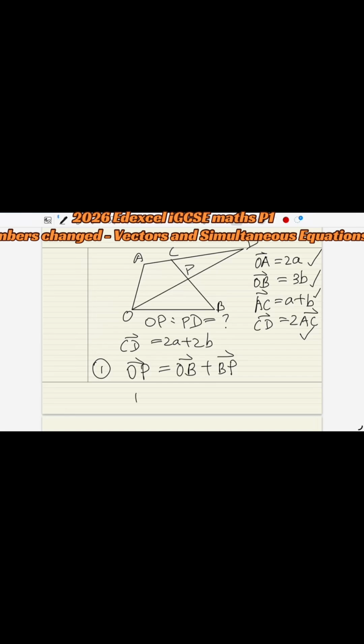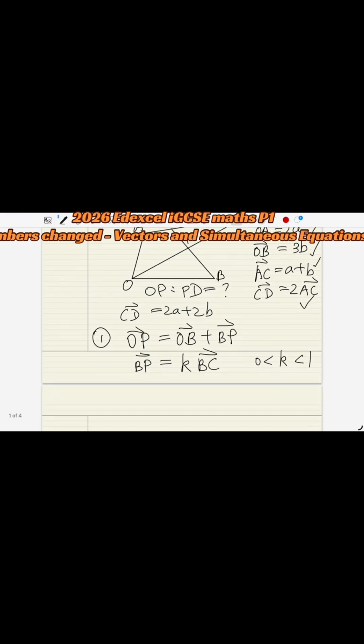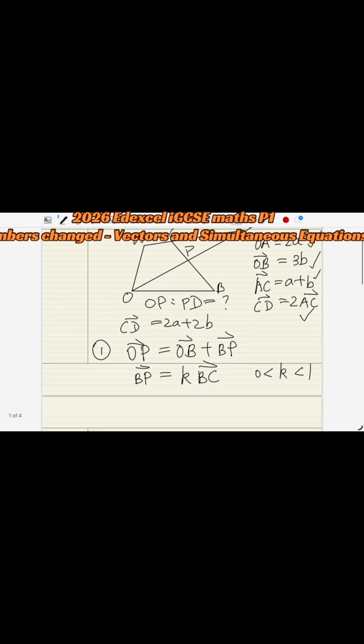What can we do? BP is part of BC. So we use k to represent the scalar of the total vector, which is BC. Since BP is part of BC, we just use k to represent it. Remember here, k is greater than 0 and less than 1. So we will construct another equation similar to this. So what is BC? We need to find out what BC is.